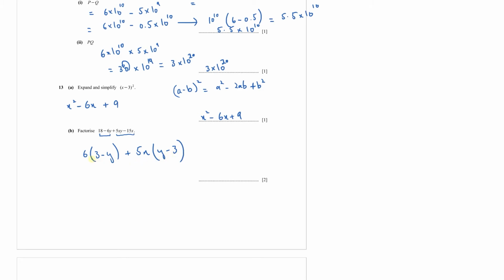So what I can do is take the negative sign outside as well. If I do -6, the signs inside will switch. So this will become plus y and this will become -3. So -6 into y minus 3 plus 5x into y minus 3. Now y minus 3 is common, so this will be y minus 3 into 5x minus 6. So this will be your answer.